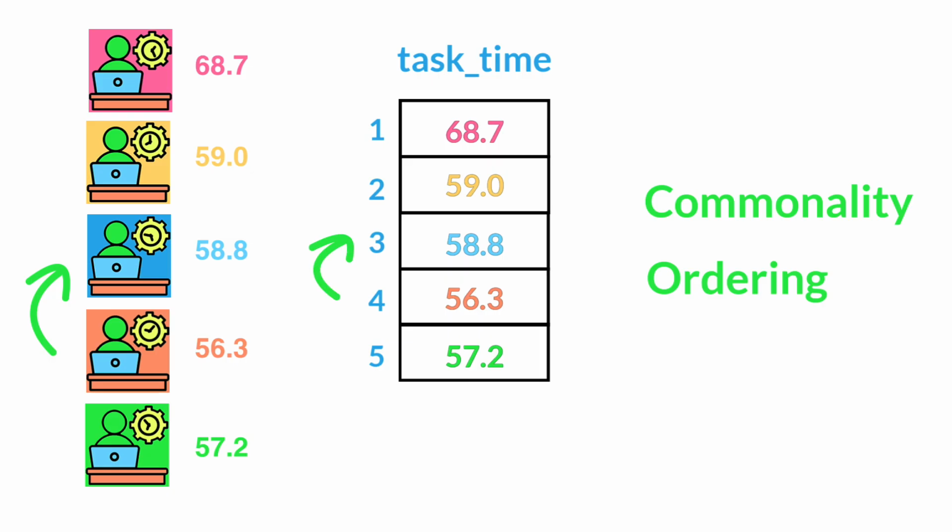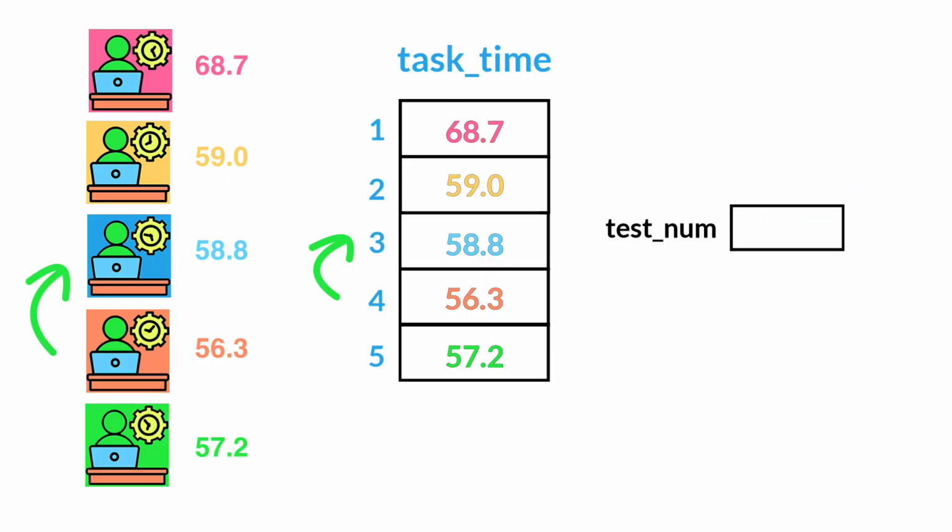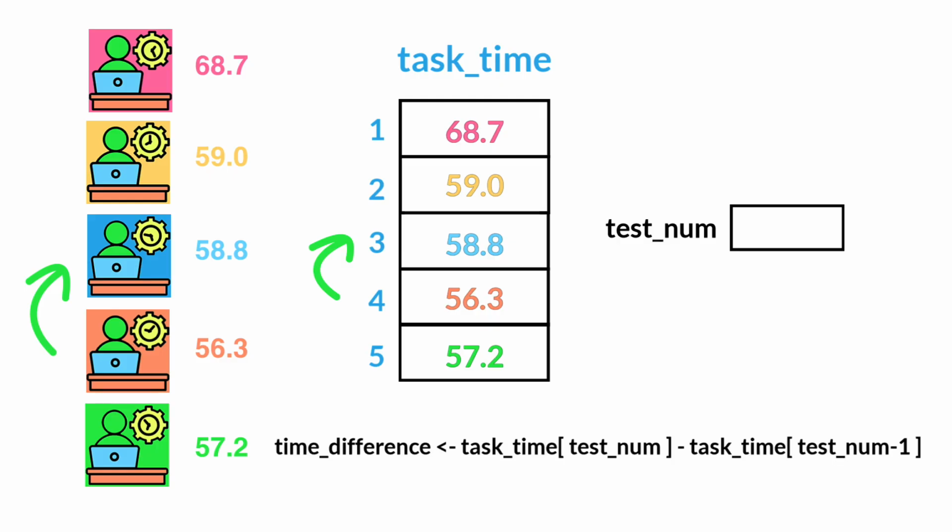For example, assume a variable test num holds the index of the test we want to compare to its predecessor. The difference in completion speeds could be calculated by the statement time difference is assigned task time indexed by test num minus task time indexed by test num minus 1. If we want to calculate the difference in the participant's performance between the second attempt to complete the task and the first, test num would hold the value 2.